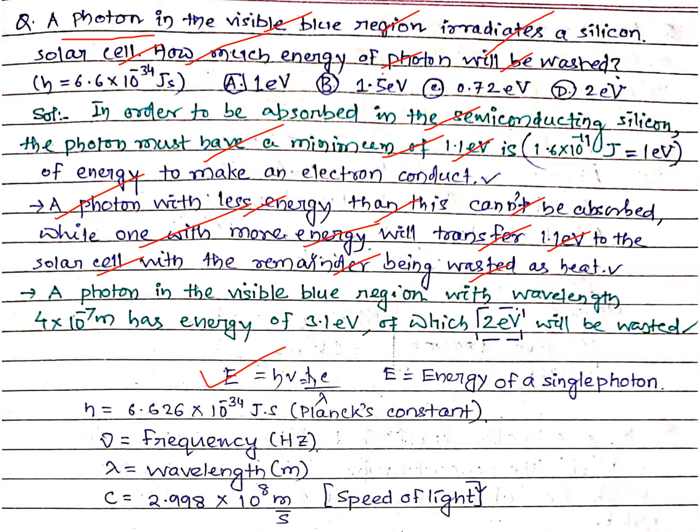So here the photon is visible in the blue region, with a wavelength of 4 into 10 to the power minus 7 meter, and has an energy of 3.1 electron volt. We used this formula to calculate this value. But the absorbing power of our semiconducting silicon is 1.1 electron volt. So if we subtract 1.1 electron volt from this value, we get 2 electron volt. So our actual answer is that 2 electron volt will be wasted.